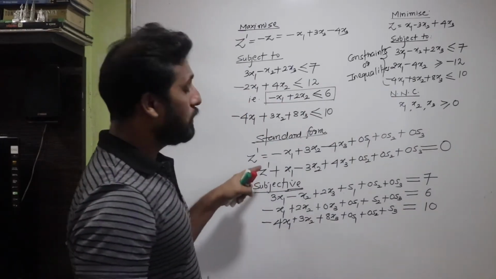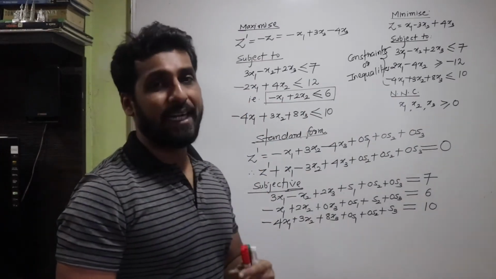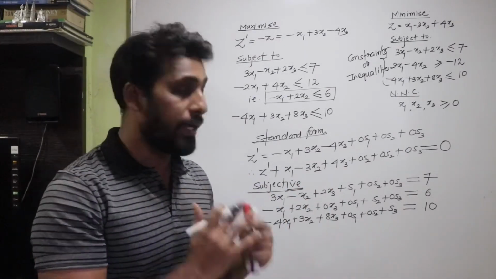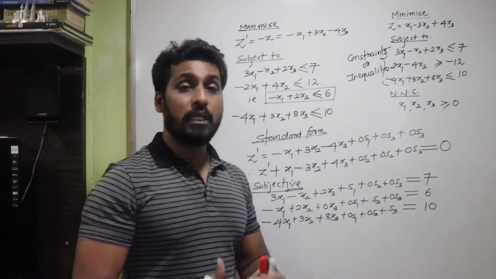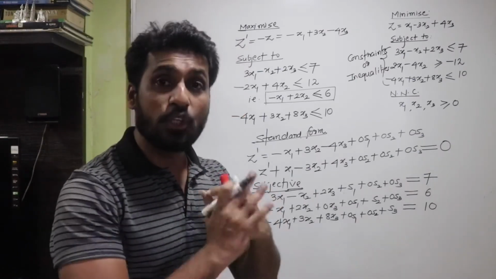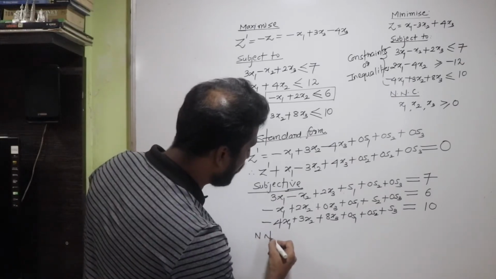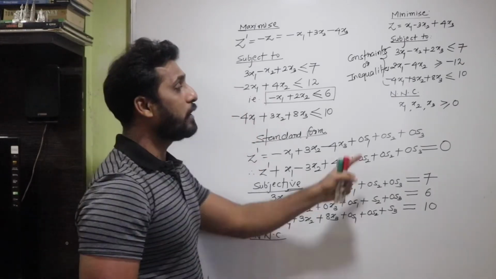So all the constraints, the inequations, have been transformed into equations by making use of slack variables. The last thing that you should be writing is the non-negativity constraints. So I'm going to write the non-negativity constraints. We already had three constraints, isn't it?